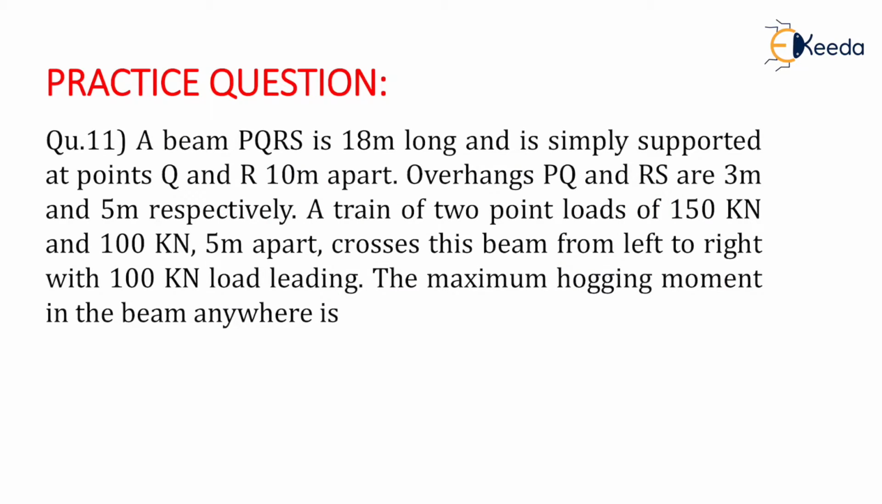The question is written as: a beam PQRS is 18 meter long and is simply supported at points Q and R, 10 meter apart. Overhangs PQ and RS are 3 meter and 5 meter respectively. A train of two point loads of 150 kN and 100 kN, 5 meter apart, crosses this beam from left to right with the 100 kN load leading.